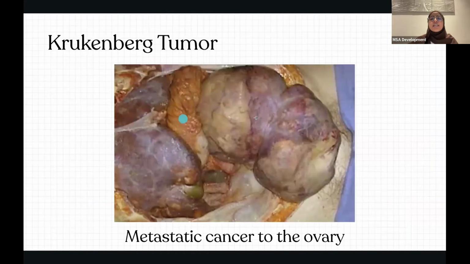Krukenberg tumor is metastasis to the ovary. And it's just this horrendous picture. Metastasis, cancer to the ovary.